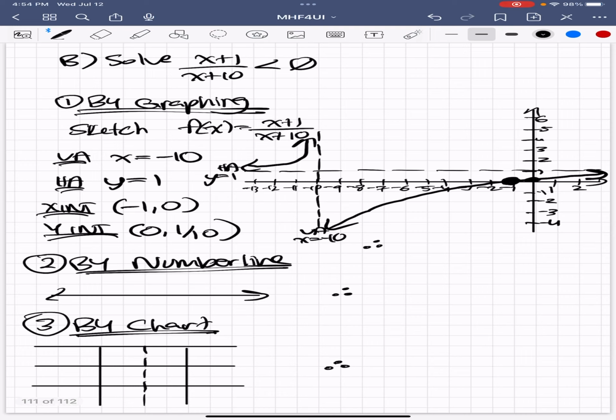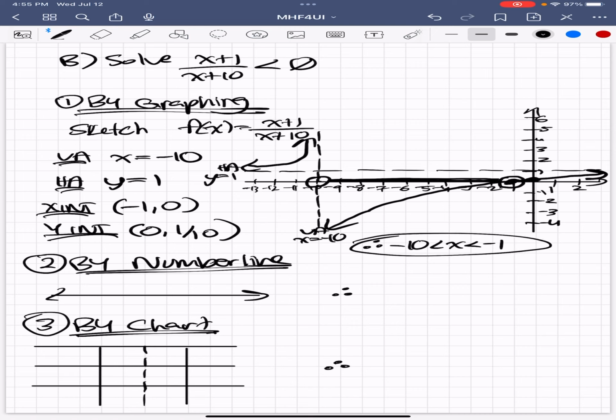And I notice from -1 and from -10 that the rational is less than 0 from -10 to -1. So as you can see here, our answer is x greater than -10 but less than -1.